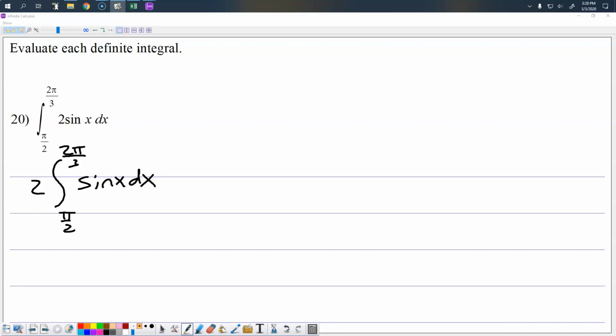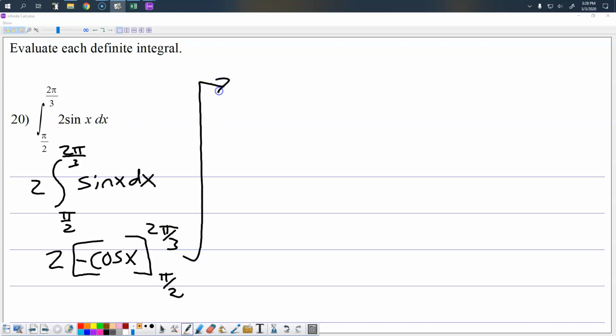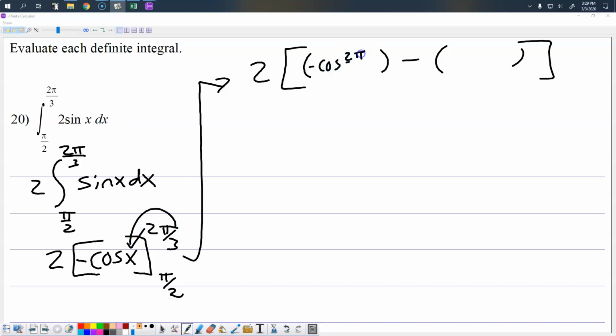Now we're going to integrate sine. The integral of sine is negative cosine. Now we'll do our substitution and subtraction, applying the first fundamental theorem of calculus. So I'm going to plug in the 2 pi over 3, and then I'm going to plug in the pi over 2.